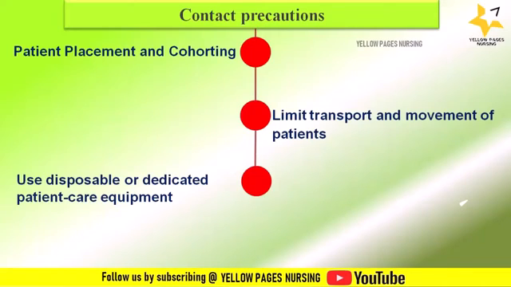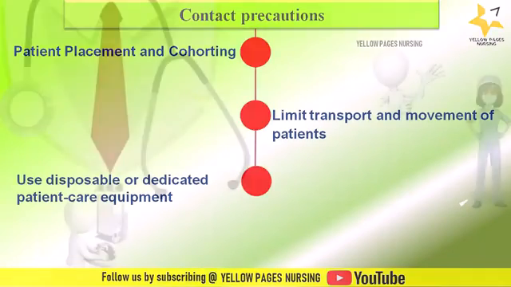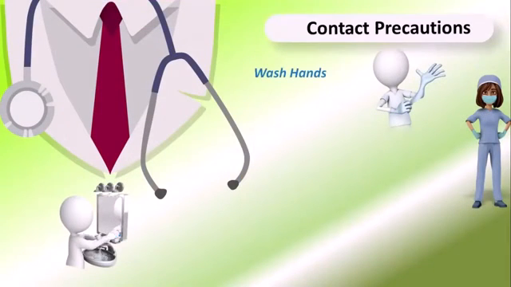Next is use disposable or dedicated patient care equipment, for example, blood pressure cuffs. If common use of equipment for multiple patients is unavoidable, clean and disinfect such equipment before use on another patient. So these are all the contact precautions for direct and indirect contact transmissions. Now, let's take a few moments to discuss some of the important points in contact precautions.